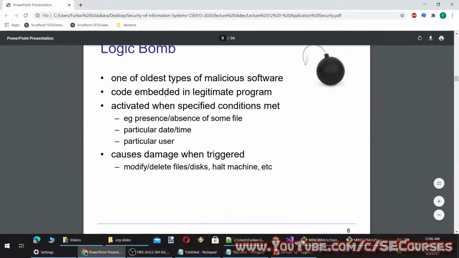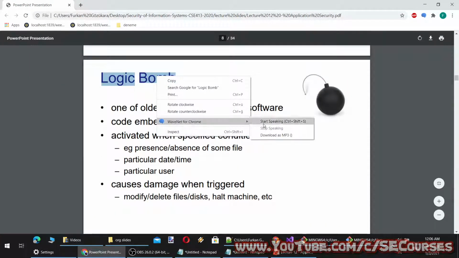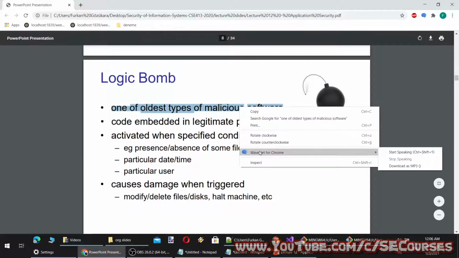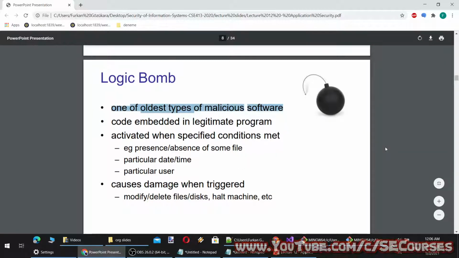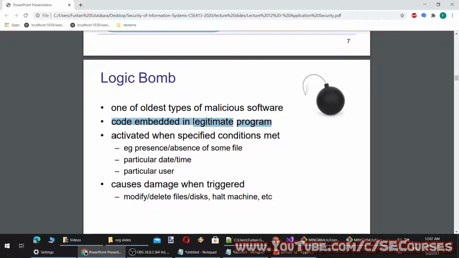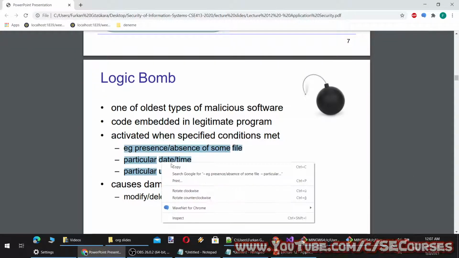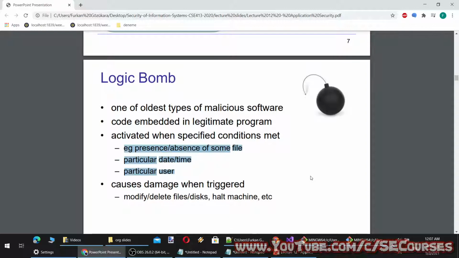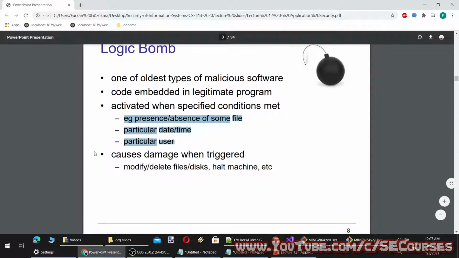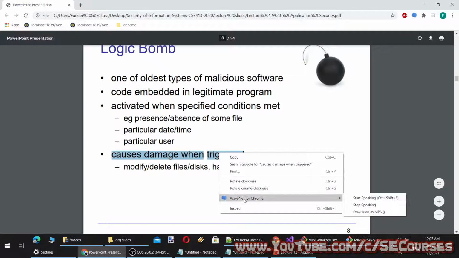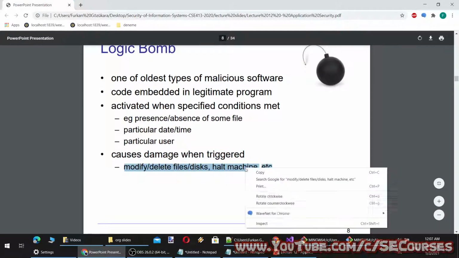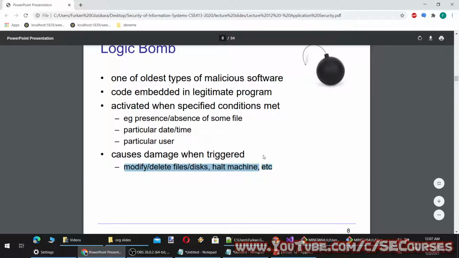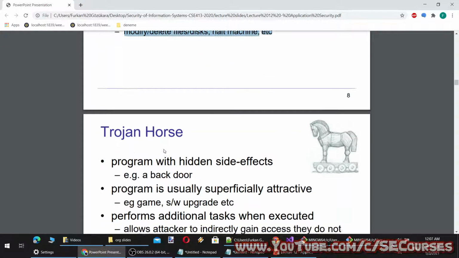So let's continue. Logic bomb. One of the oldest types of malicious software. Code embedded in a legitimate program. Activated when specified conditions are met, e.g., presence or absence of some file, a particular date or time, a particular user. Causes damage when triggered: modify or delete files and disks, halt the machine, etc.